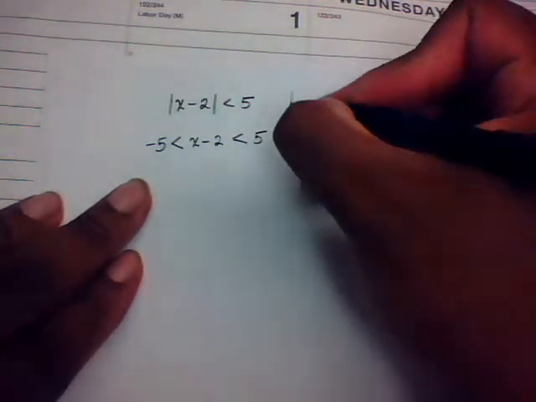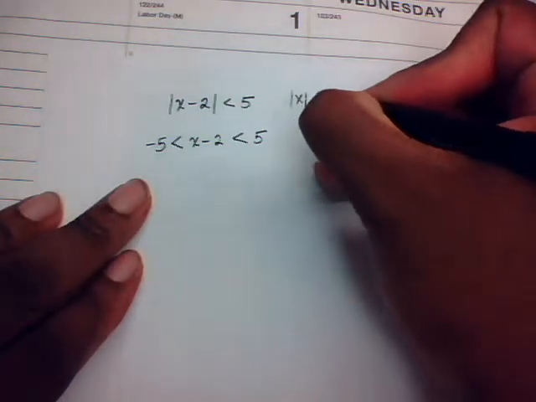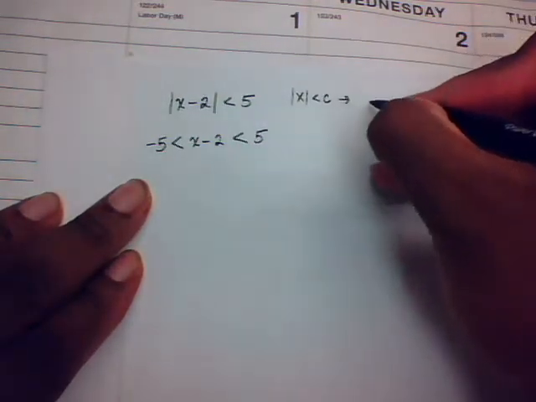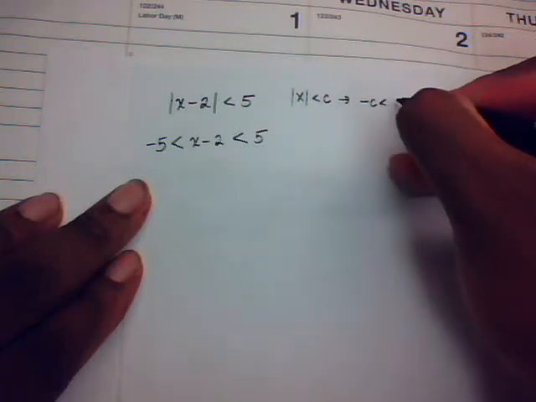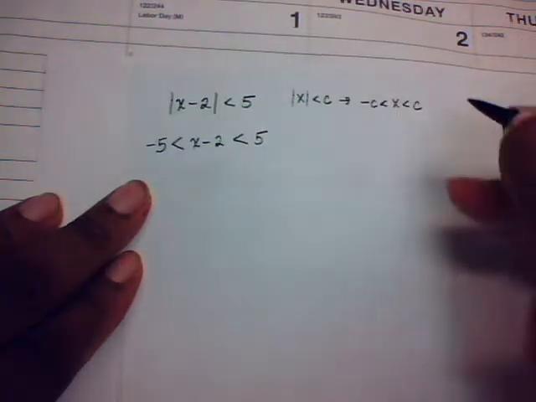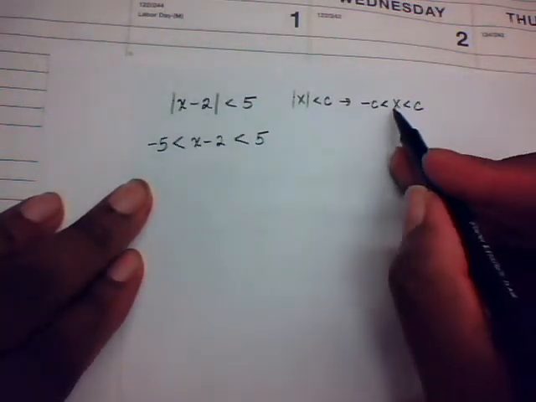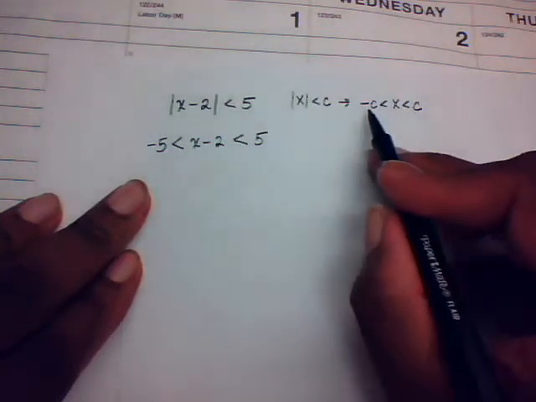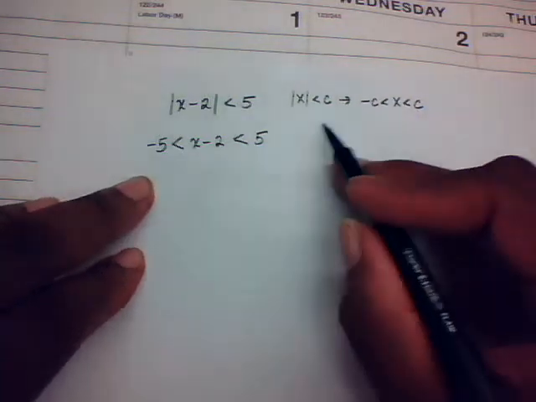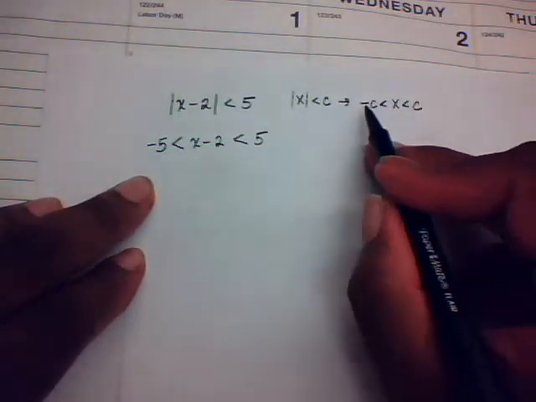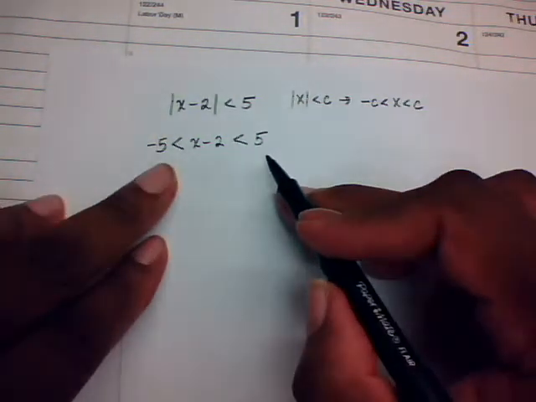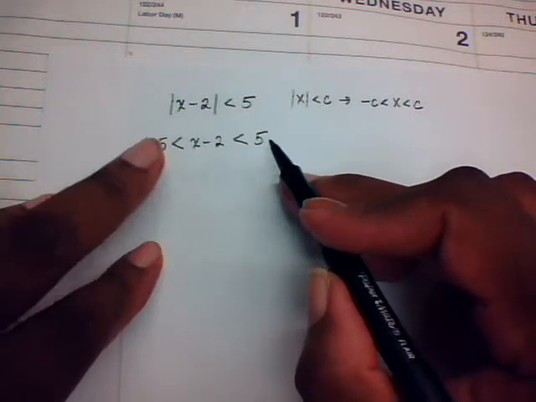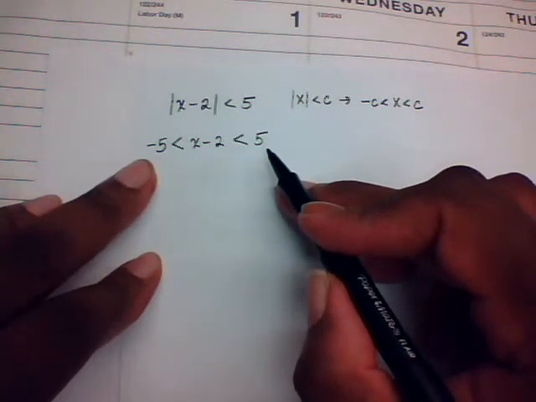So here I'm just using this format. Absolute value of x less than c means this. The x is between the less than symbols. The constant is negative on the left side, and the constant is positive on the right side. I'm just applying this particular rule to this particular problem. And here I have to write this as a compound inequality.